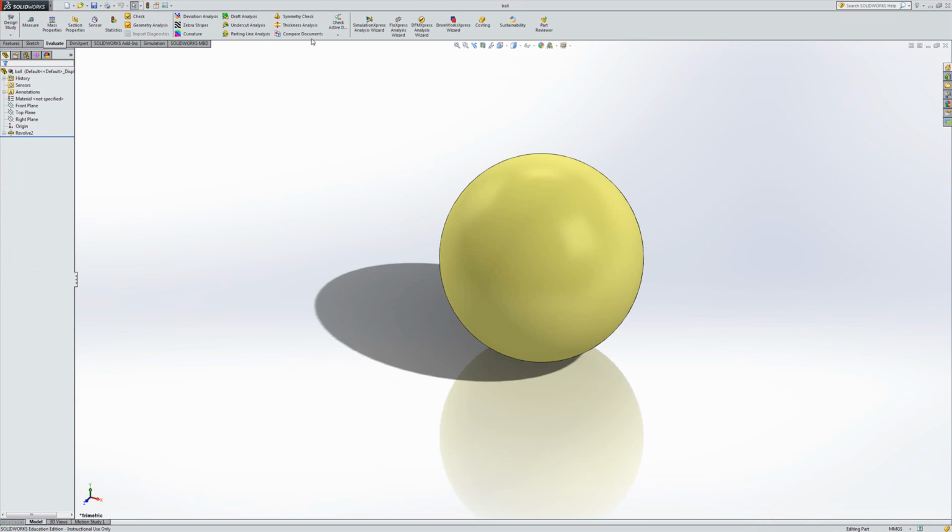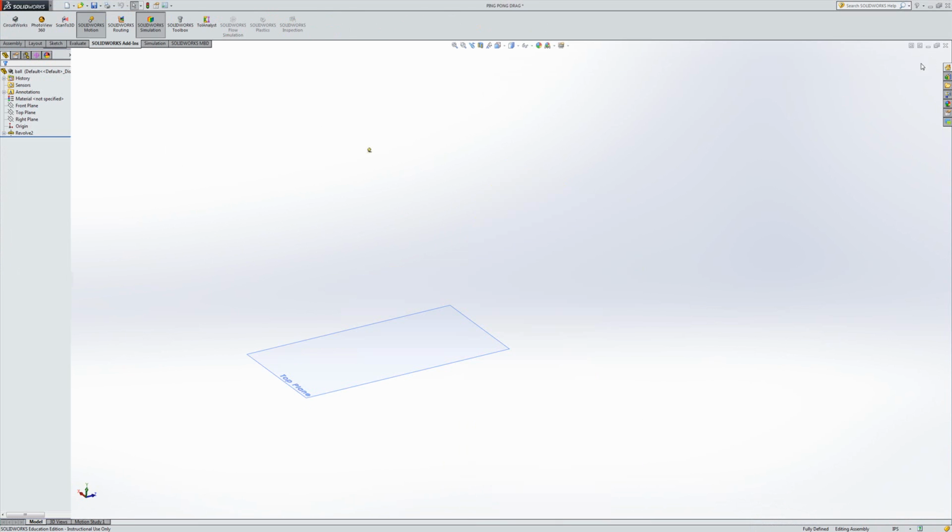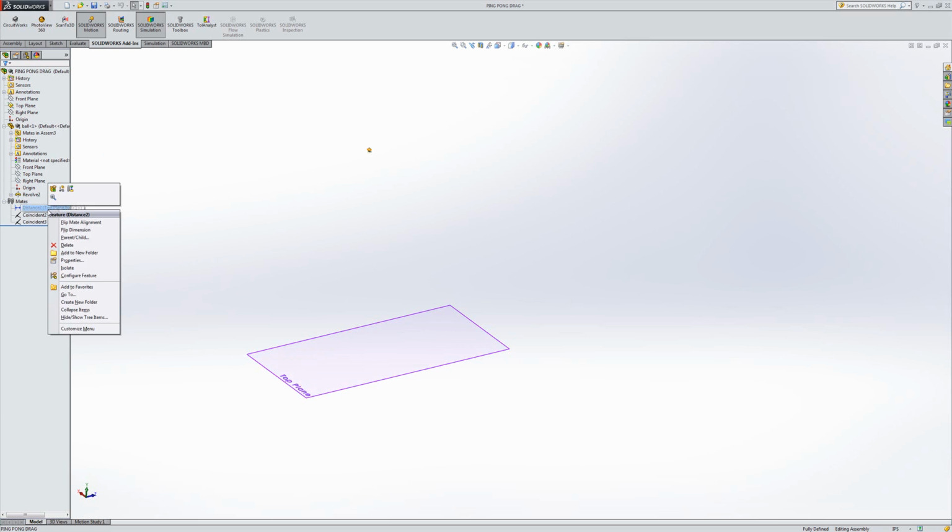Now back in the assembly, we see that two of the ball planes are matched to keep the motion in the Y direction only. I've created a distance relationship with the other plane to set the initial height of the ball. I'll suppress this at the beginning of the motion study.